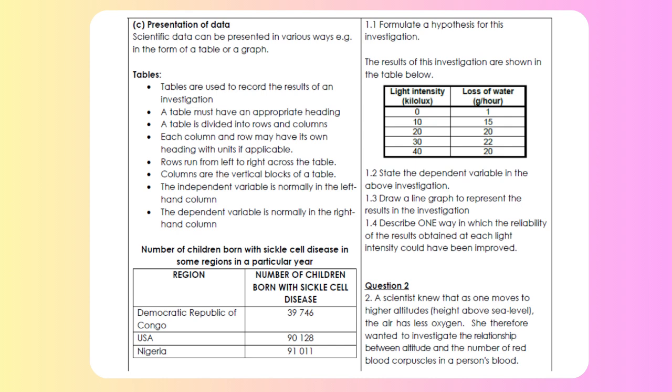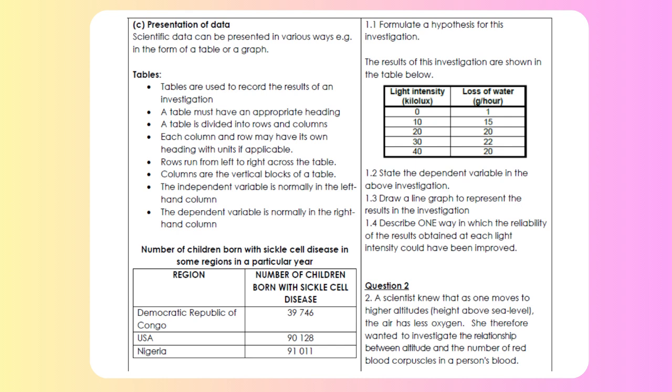1.1 Formulate a hypothesis for this investigation. The results of this investigation are shown in the table below. 1.2 State the dependent variable in the above investigation. 1.3 Draw a line graph to represent the results in the investigation. 1.4 Describe one way in which the reliability of the results obtained at each light intensity could have been improved.